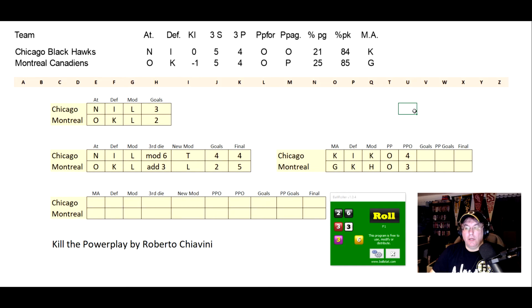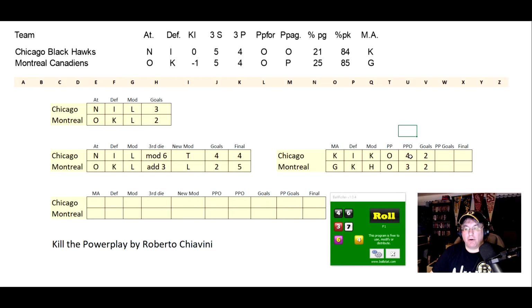All right, so now you can do one of two things. You can roll your power plays first, or you can roll your modification to see how many goals they get first. So you're going to put in goals and then power play goals and get you the final score. So let's do the goals first. In row K for Chicago, an 8 is 2 goals. So Chicago scores 2 regular strength goals. Montreal is rolling from column H. Column H is 10. That's 2 goals. So Montreal has scored 2 goals.